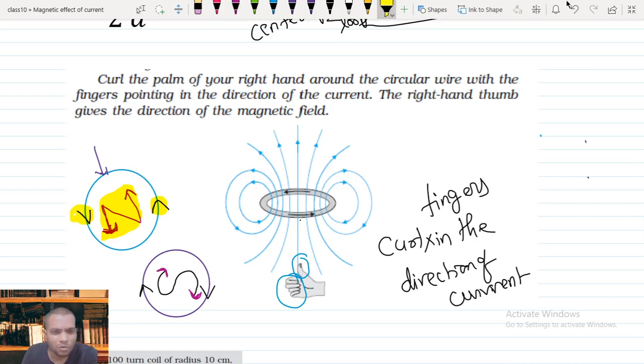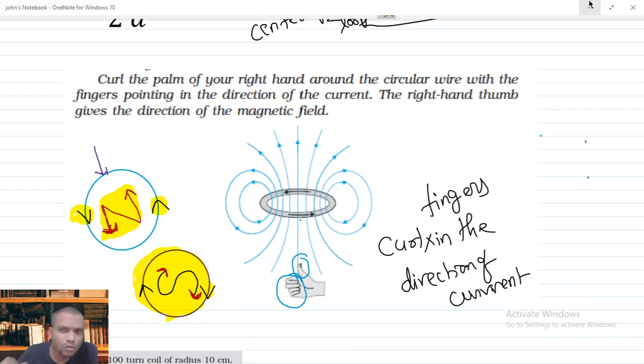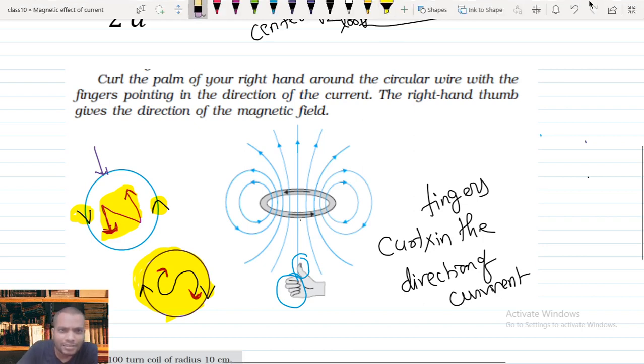Now you can make your own shortcut to remember. Now this loop will act as a magnetic south pole. So from this we can conclude that if current is flowing in a coil in the counterclockwise direction, that loop will act like a magnetic north pole. Or if current is flowing in the clockwise direction in a loop, that loop will act like a magnetic south pole.